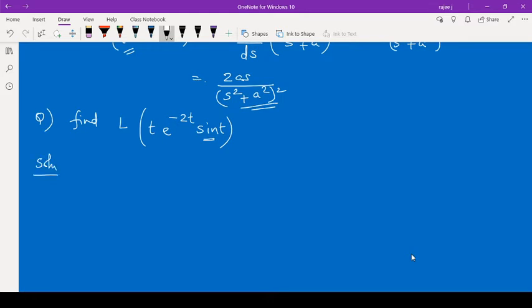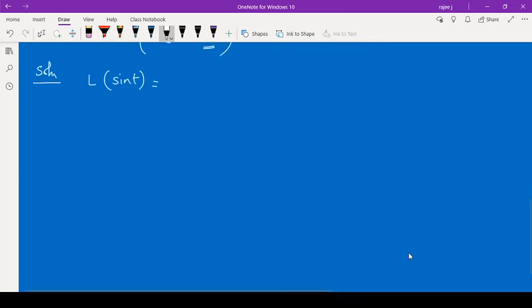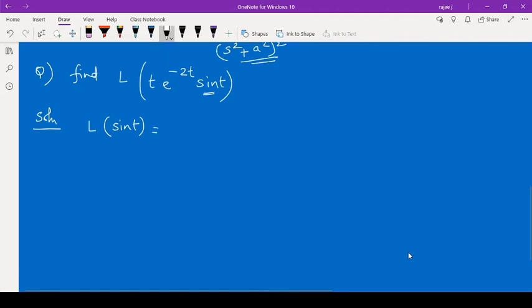First of all, you will write L of sine t. Then in that answer, you will apply the first shifting property. So L of sine t we will write, then L of e to the power minus 2t sine t. Then in that answer, you will apply the multiplication by t property. So t into e to the power minus 2t sine t. So just do this.